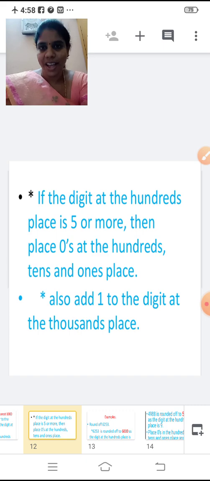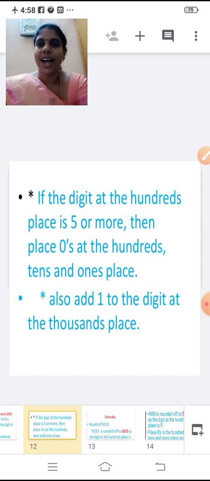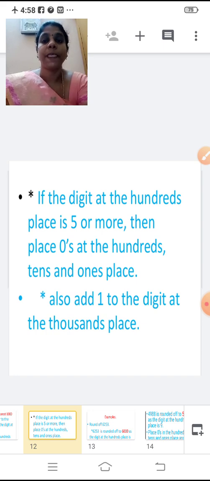If the digit at the hundreds place is 5 or more, then place zeros at the hundreds, tens and ones place, and then also add 1 to the digit at the thousands place. You are going to add 1 to the digit at the thousands place.